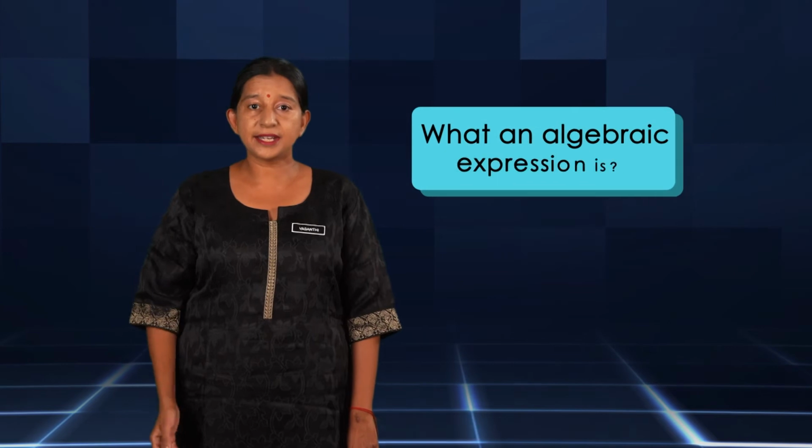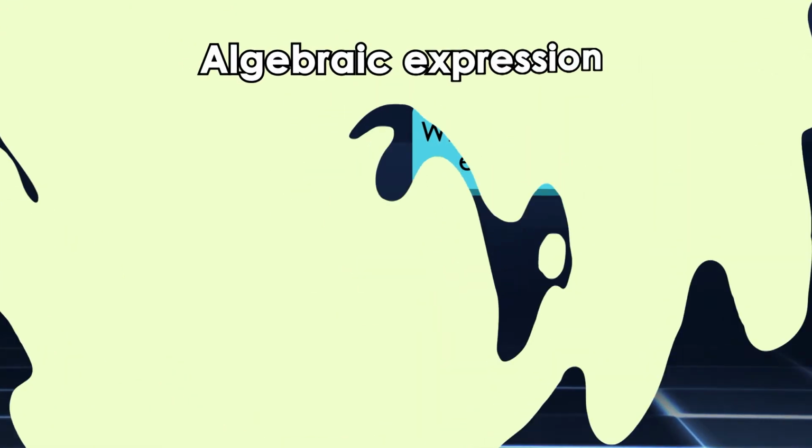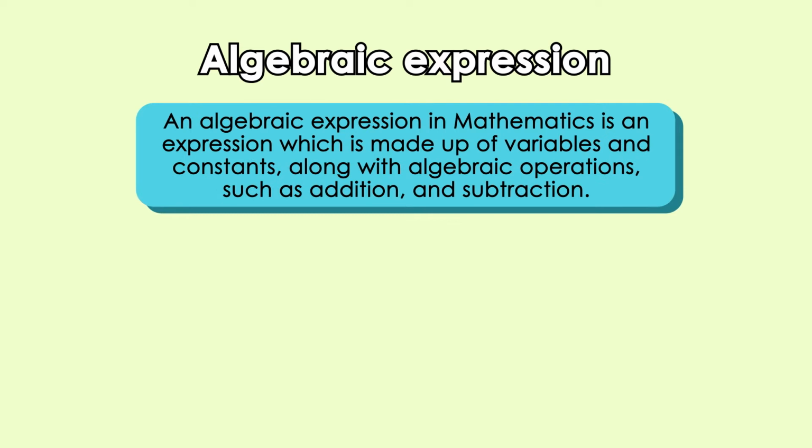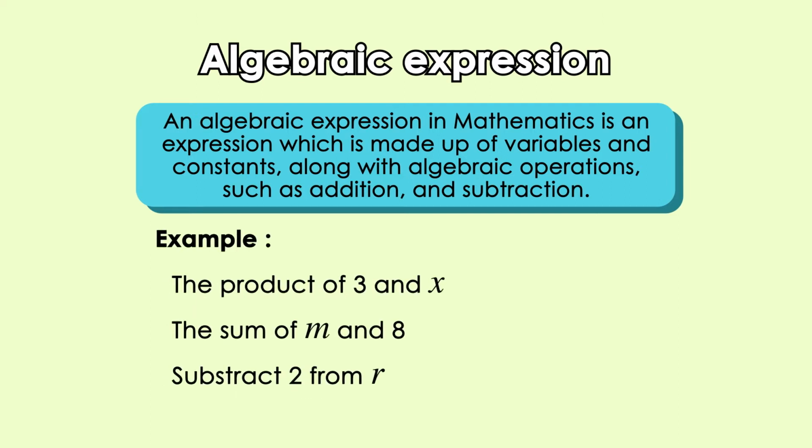Can you recall what an algebraic expression is? An algebraic expression in mathematics is an expression which is made up of variables and constants along with algebraic operations such as addition and subtraction. For example, the product of 3 and x, 3 multiply x, the sum of m and 8, m plus 8, subtract 2 from r, r minus 2.